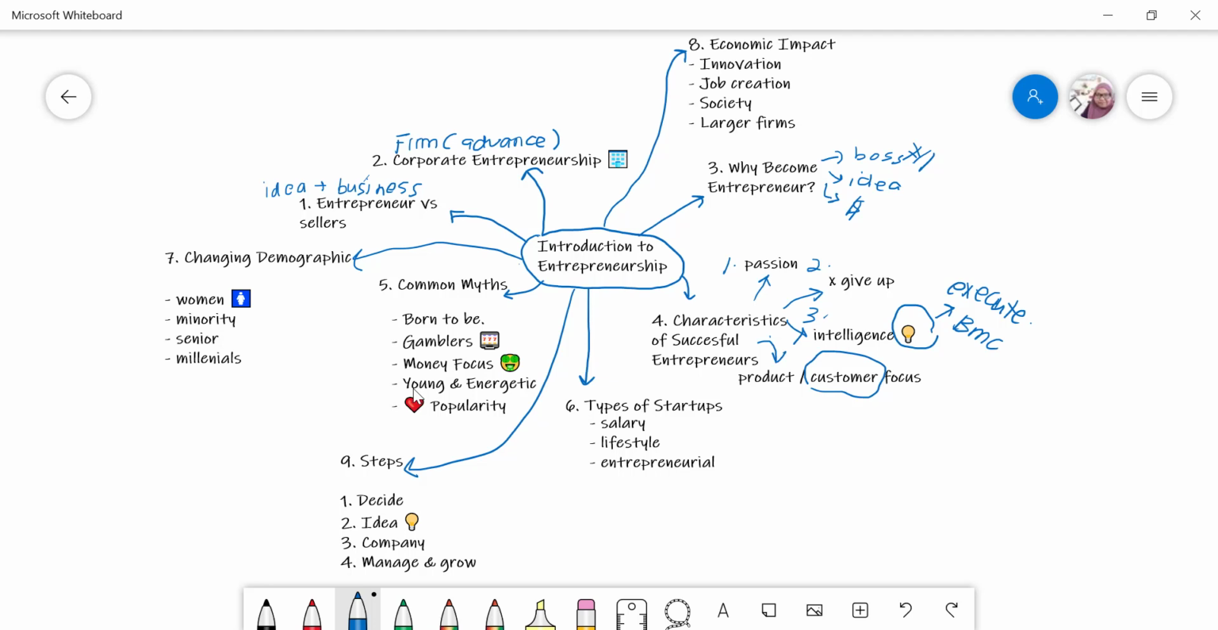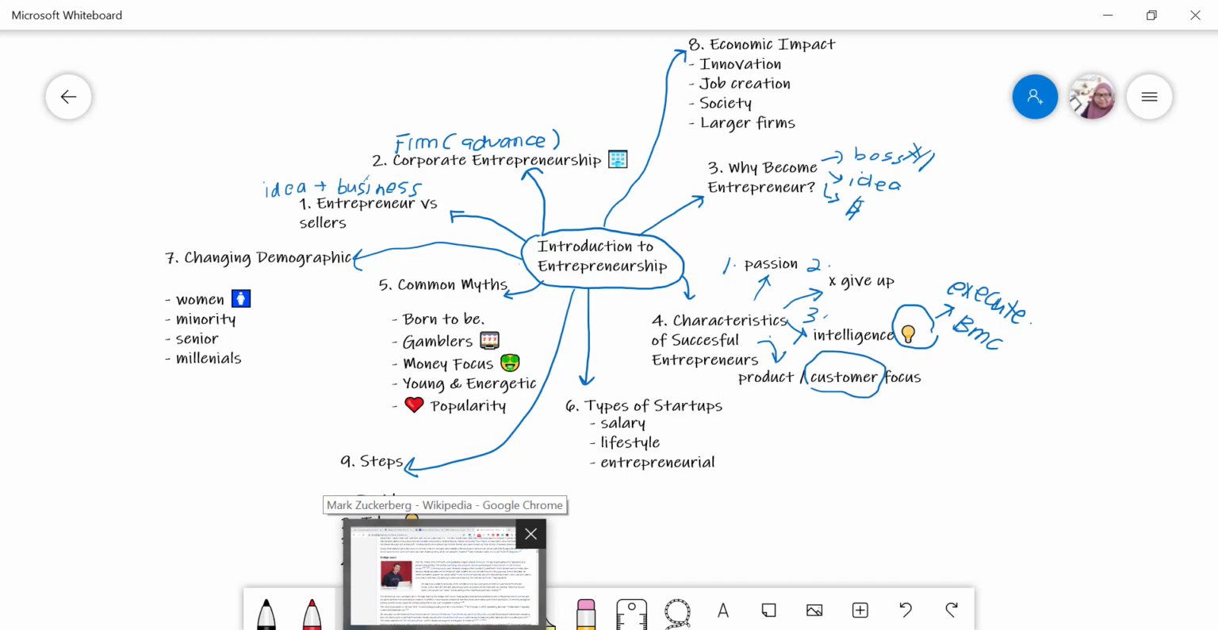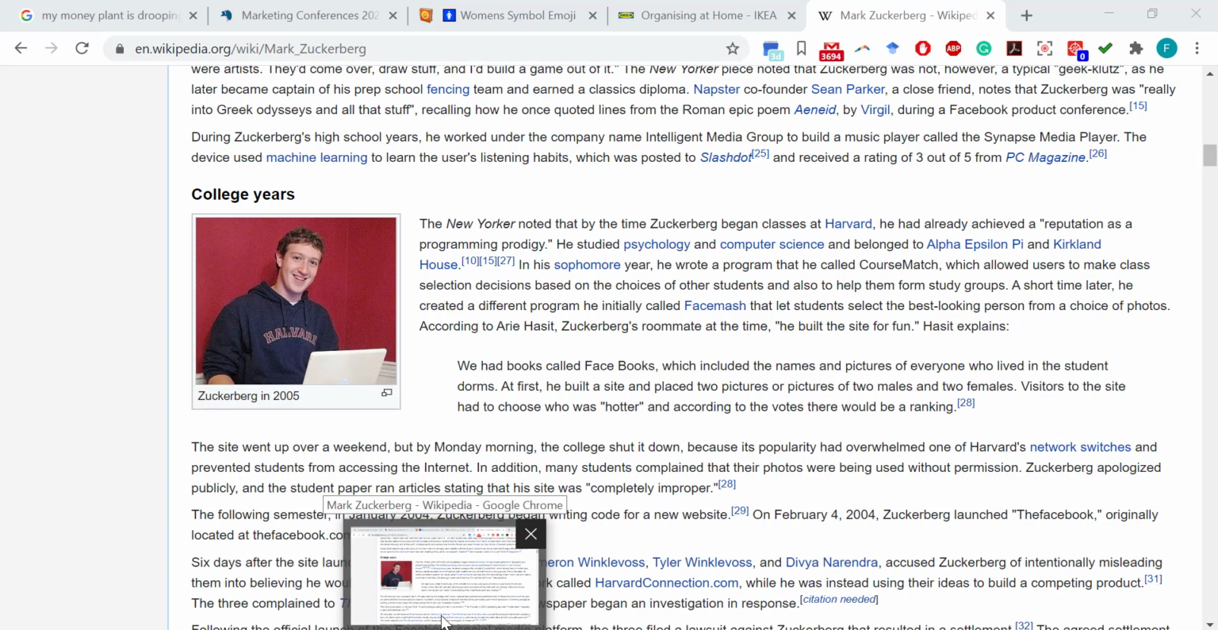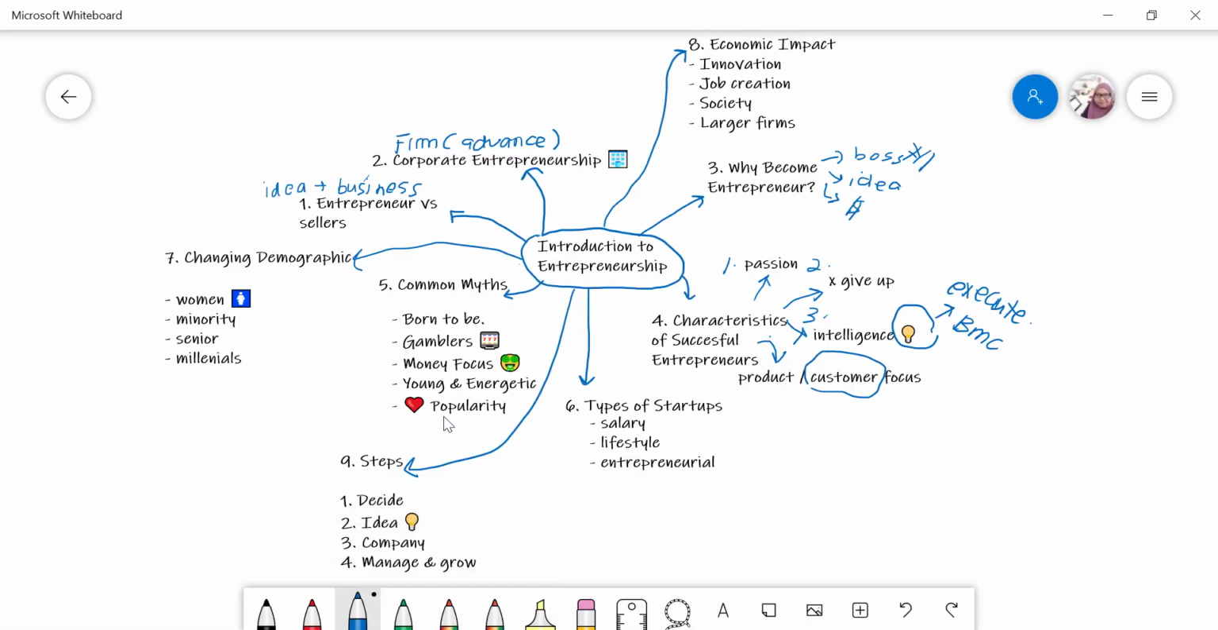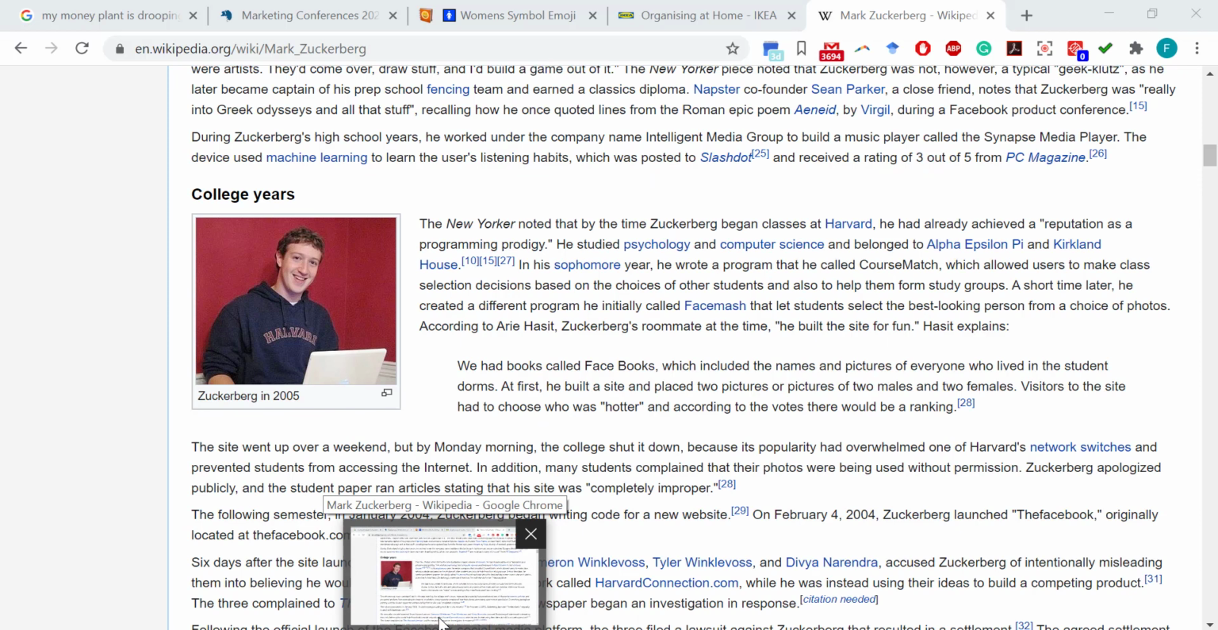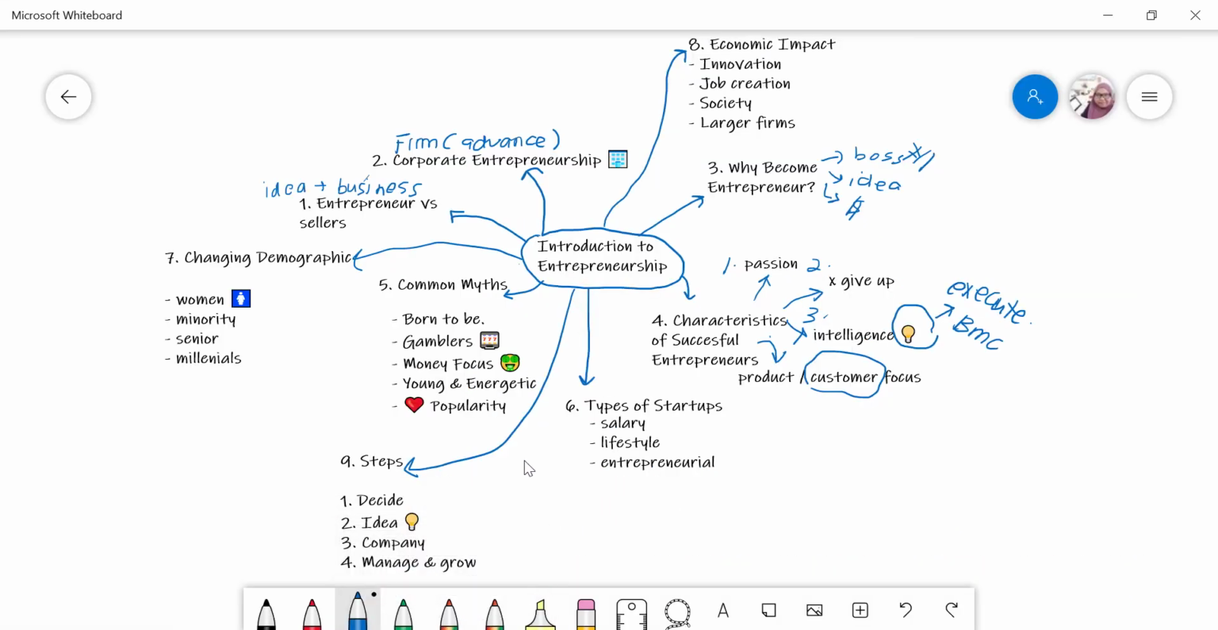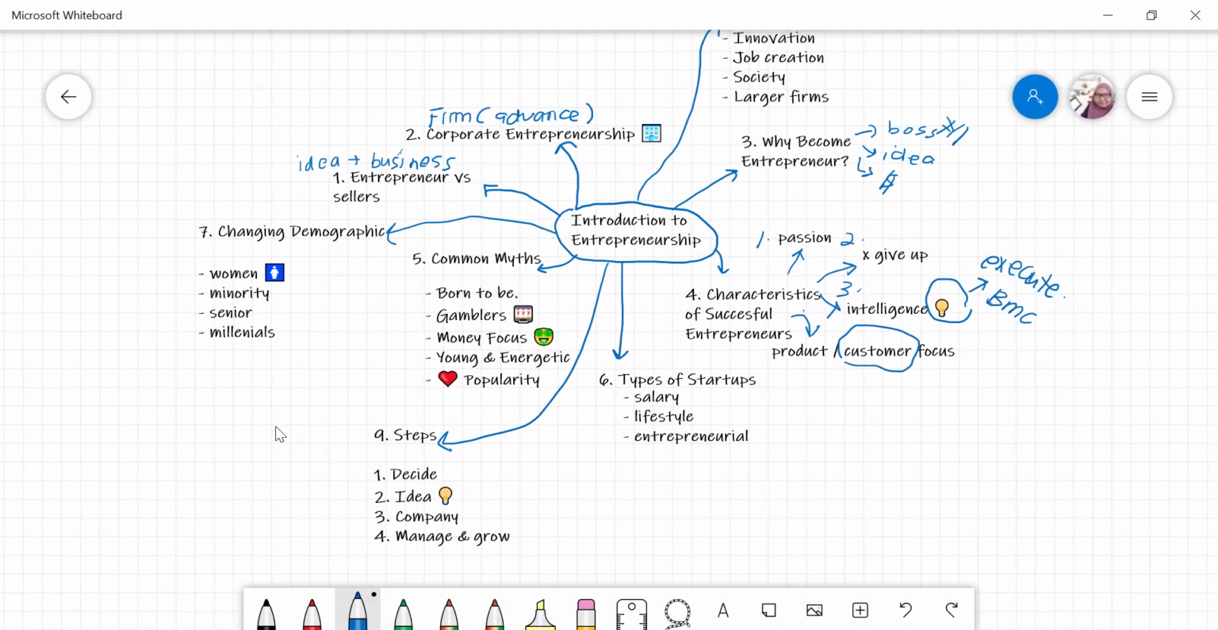Entrepreneurs are also not necessarily young and energetic. You can be lazy, not lazy lah, I mean you can be in just one place and become an entrepreneur, just like Mark Zuckerberg here. And love popularity? Mark Zuckerberg as well doesn't like popularity. That's a common myth of entrepreneurs.